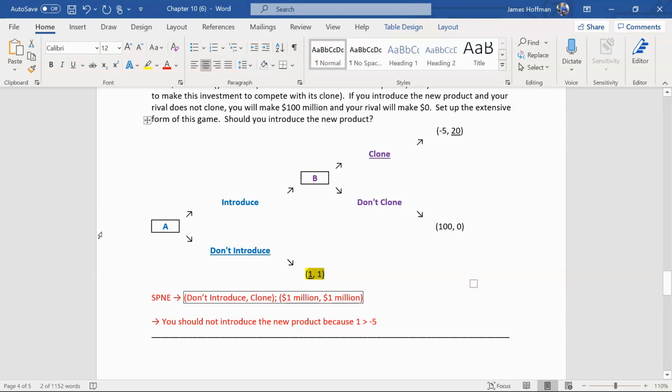The first number goes to player A, the first mover, and they both get $1 million. Now, if player A does introduce, then player B has a choice. Player B can clone, in which case the result is player A loses 5 and player B gets 20.